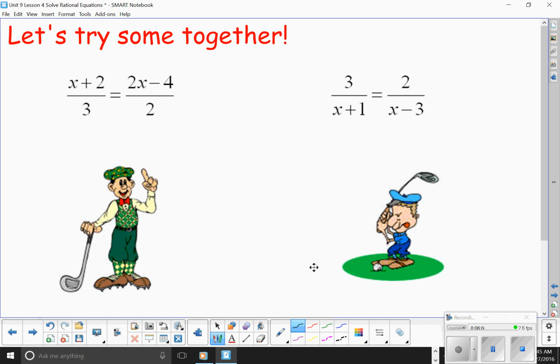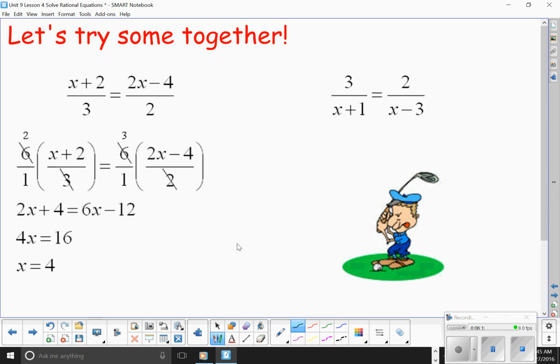Now, let's try some together. Or actually, how about if you try them? Go ahead and pause the video and then start it again to see how you did. Here, get rid of this guy. X equals 4. And there are no restrictions, so we're okay with it. And if we put it in, 4 plus 2 is 6, divided by 3 is 2. 2 times 4 is 8. Minus 4 is 4, divided by 2 is 2.